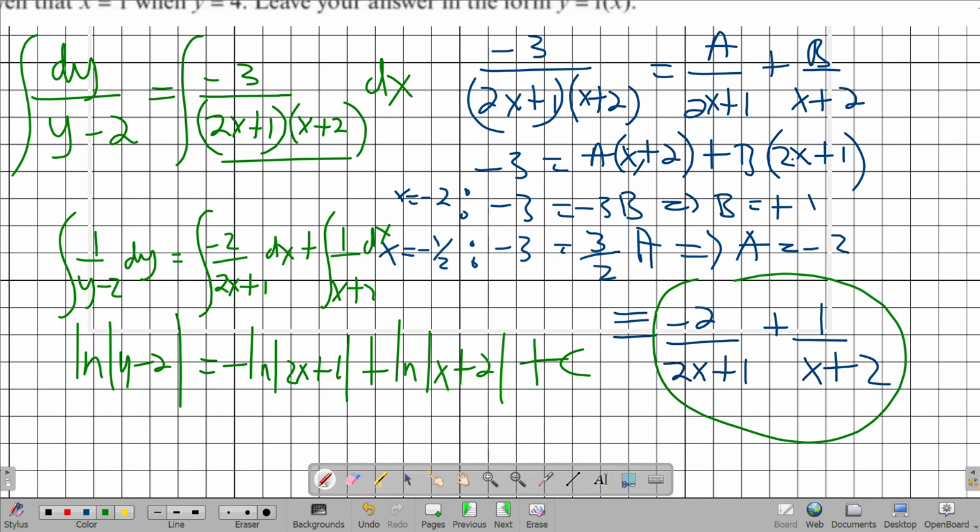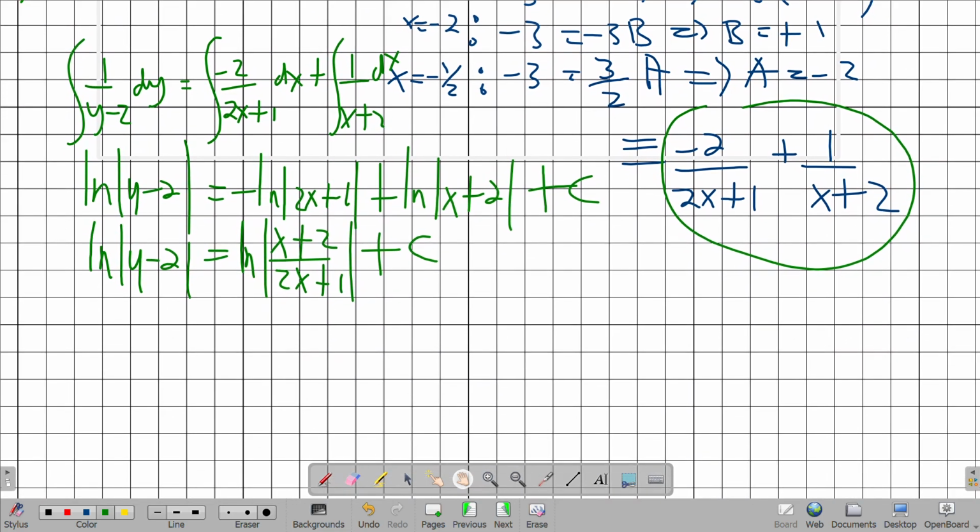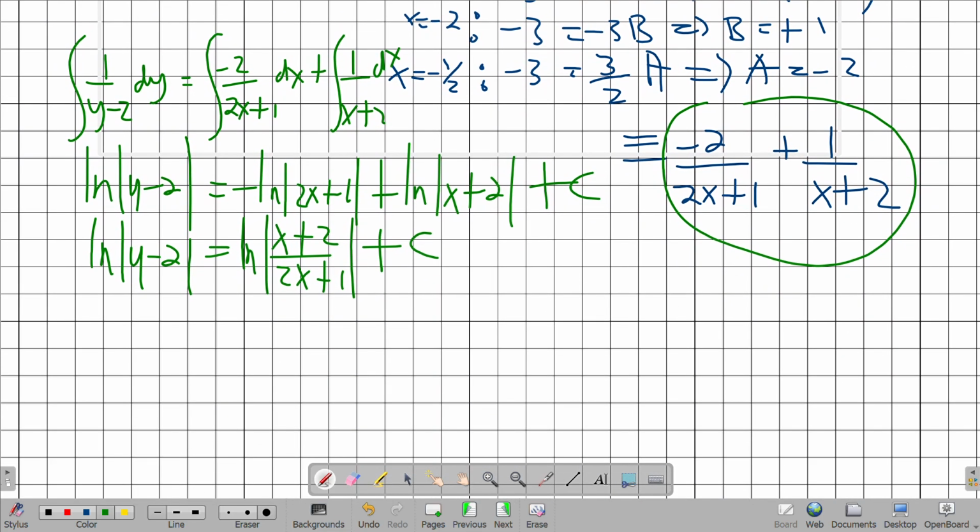I would write it as natural log of y minus 2. This is a minus, so we can apply the rule, which is going to be equal to natural log of x plus 2 over 2x plus 1 plus c. We can eliminate the natural log here. But instead of doing that, we might just want to deal with the initial condition.